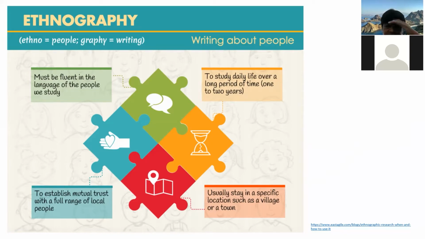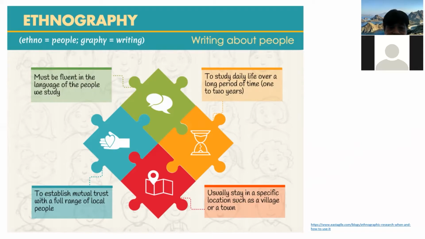And the third requirement is we need to stay in a specific location, such as a village or part of a big town where the population or community group of people live, and we study their habitat. By staying in the sites of this group of people, we know exactly what their everyday life and socio-spatial condition are, and also how they interact among this population, and how they deal with foreigners or strangers, for example.